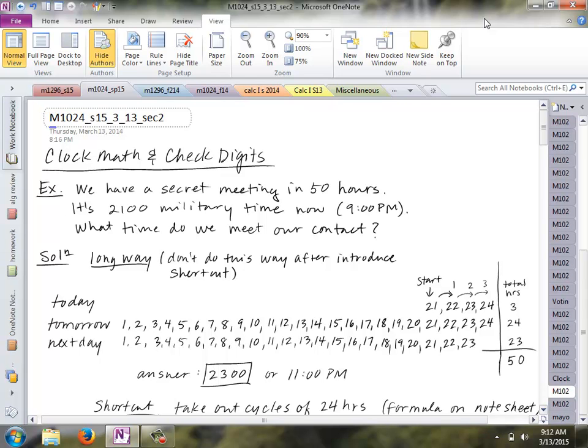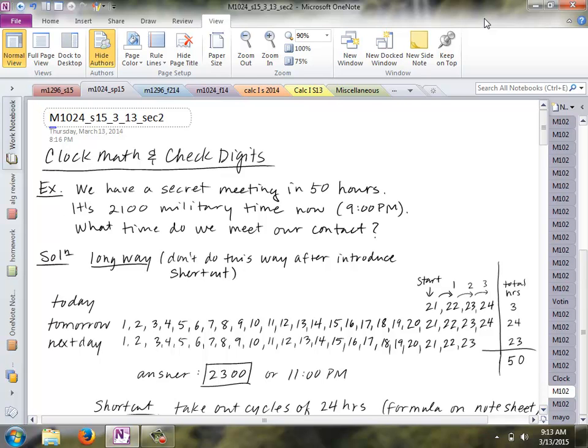Alright, so we're going to talk about clock math and check digits. Actually, we're just going to do the clock math part today. First of all, a motivating example. Say we have a secret meeting in 50 hours. It's 2100 military time now, which translates to 9 p.m. What time do we meet our contact?